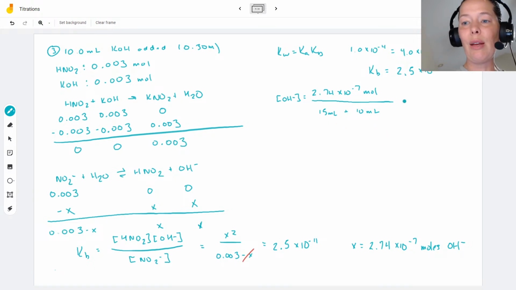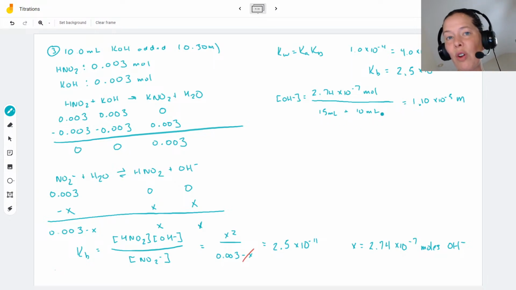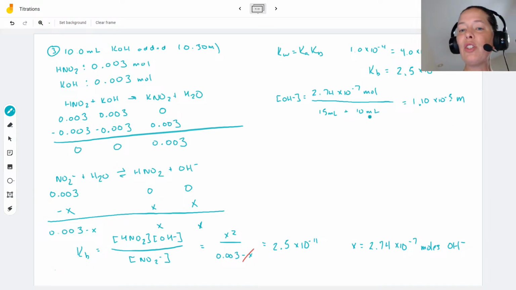Now I can calculate my concentration. And so my concentration is 1.10 times 10 to the negative 5th molar. Again, make sure when you're doing this volume down here that you convert that into liters after you add it up. Okay, so that is my concentration of hydroxide.